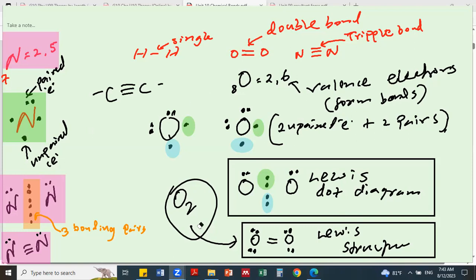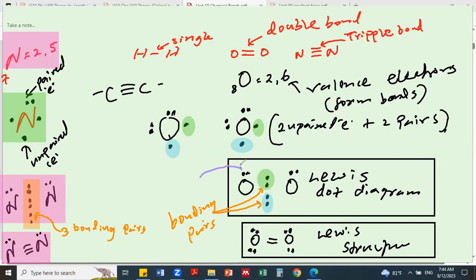If you want, you can label this one as bonding pair and non-bonding pair. These are called bonding pairs. Here the bonding pairs, and the other one is the non-bonding pair. Non-bonding pair is also known as, students, lone pair. Each oxygen has a non-bonding pair. You can write lone pair there also.